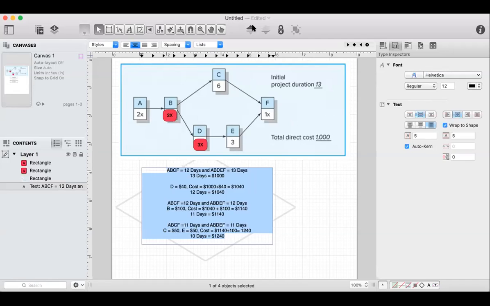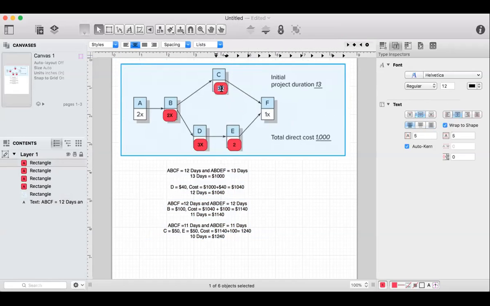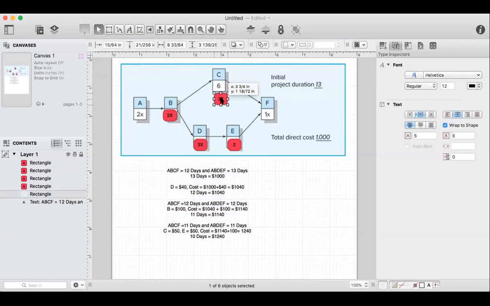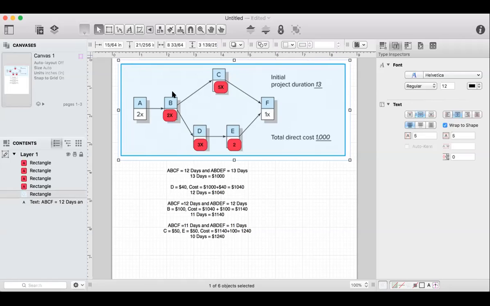So the final answer is 10 days, $1,240. That's the last one. You can't crash it anymore, and you have to bear in mind that after you crash, this becomes a 2, and this here C becomes 5x, and because now this path can't be crashed anymore, there is no point to crash anything on the second path.